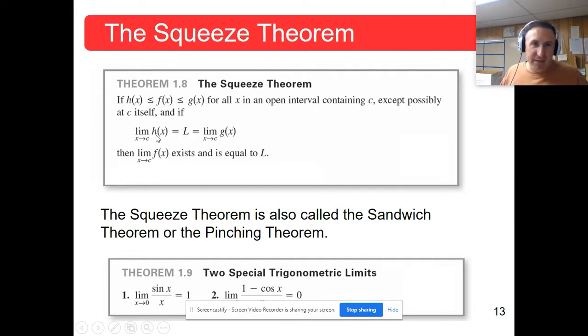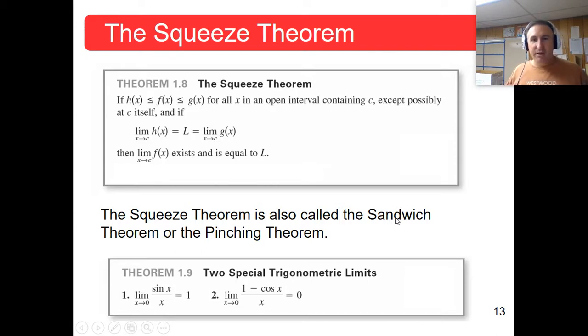And if the limit of h, the lower one, is equal to the limit of g, the upper one, then the limit of f exists and is equal to the same limit that these other two share. So the squeeze theorem is also called the sandwich theorem or the pinching theorem, and it does the same thing, okay? And we learned these.